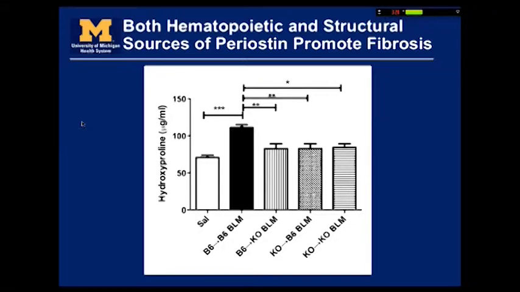The knockout mice are protected, but to be honest, we were really shocked to see that it did not matter whether you took the periostin production away from the structural cells or from the hematopoietic cells. In both cases, we protected the mice. So either this means that both sources are very important, or that there's just a minimal threshold that you have to be able to achieve for periostin to continue to promote fibrosis.